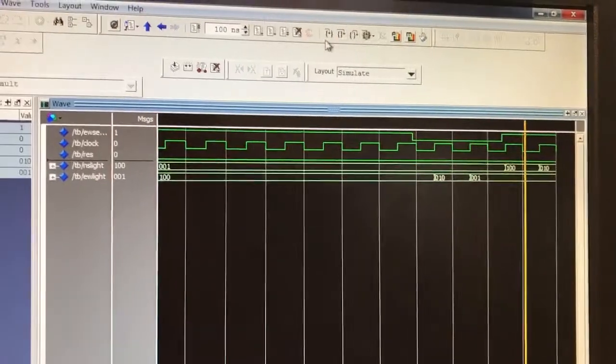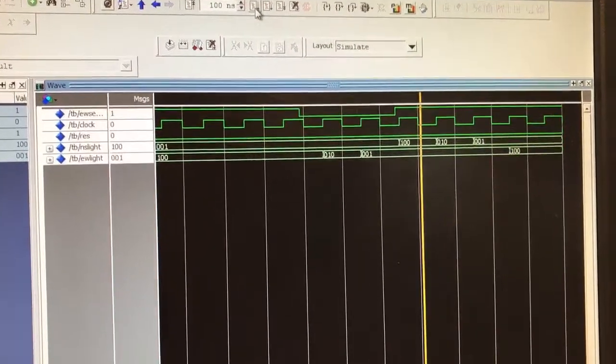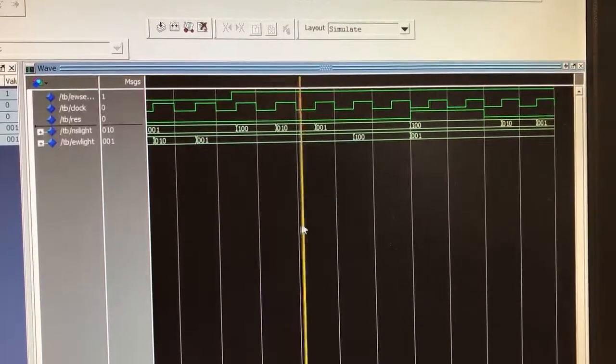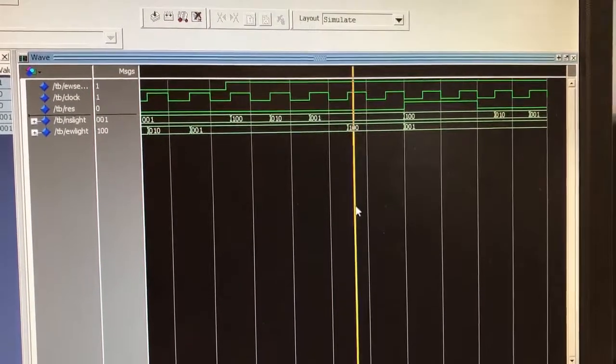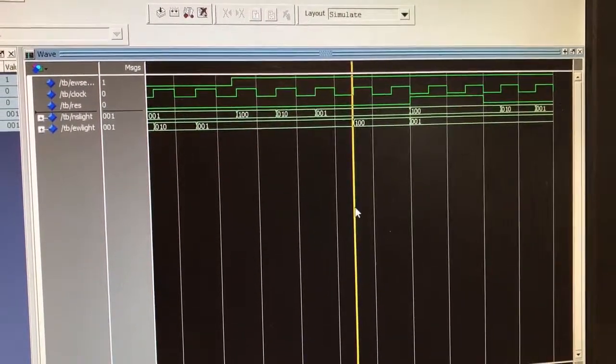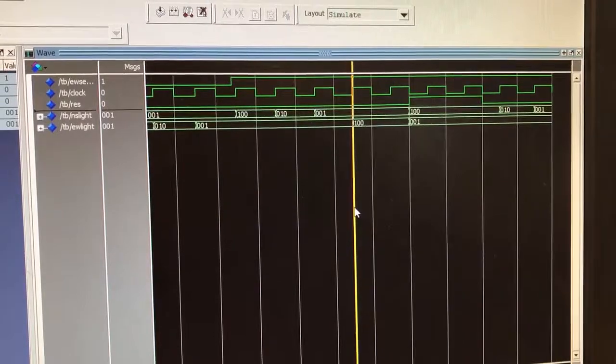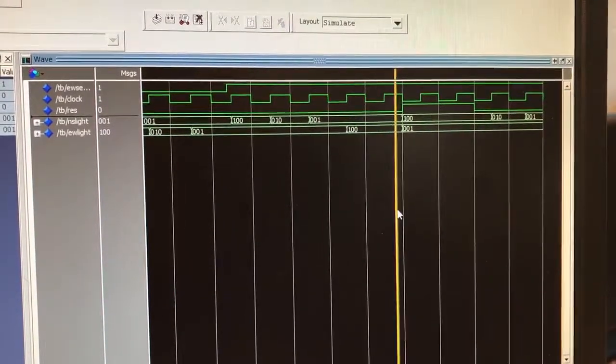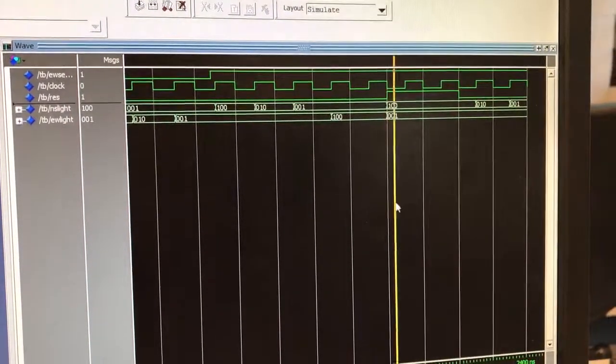So I might step through a couple more times. And just to show you all reset, right here we are in east-west green. So green, cars are coming, and then we hit a reset. And the reset takes it back to the initial state. So everything works perfectly.